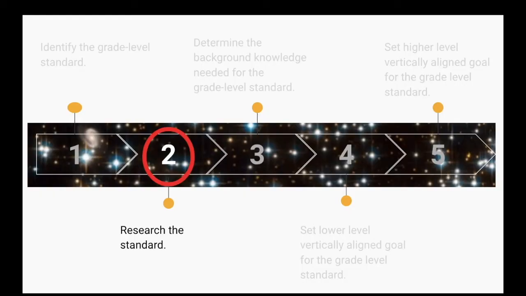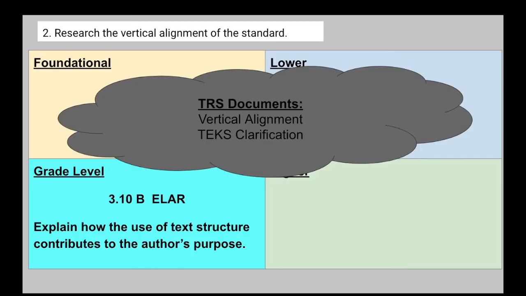Next, I need to research the standard. There are many places to research the standard and gather information. I go to the vertical alignment document and the text clarification document within TRS. I use the vertical alignment document to learn about the progression of the standard throughout the years. I use the text clarification document to gather specific guidance, including vocabulary and examples.